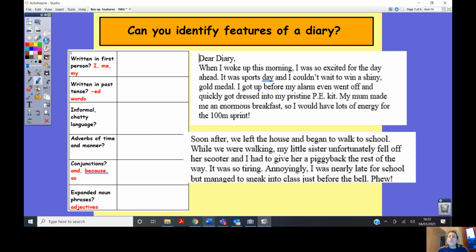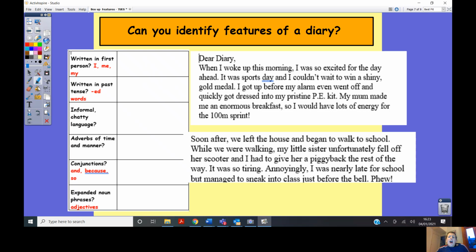Vocabulary-wise, the word pristine might be a bit unfamiliar. Pristine means something that is clean and shiny and new. Often pristine clothes are things that you don't wear that often. Maybe you wear them for a special occasion. So that word is pristine.